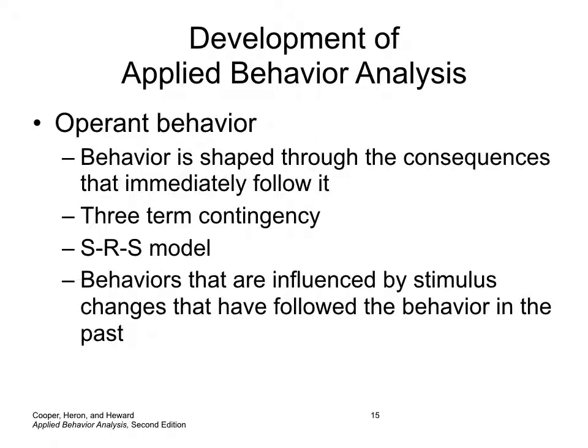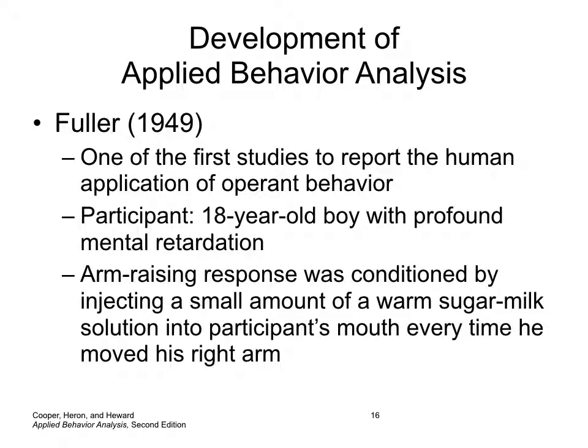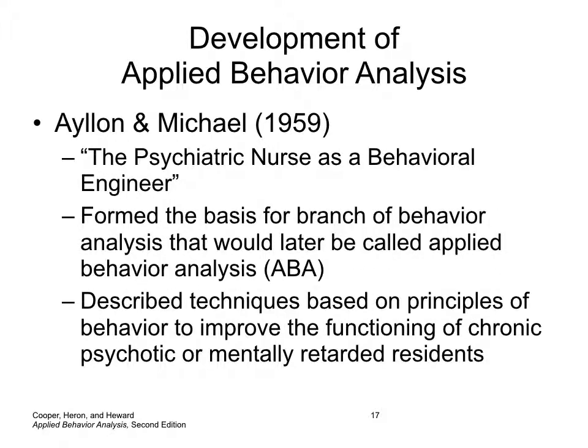Okay, let's talk about operant behavior. One of the first studies to apply the principles of operant behavior to humans was in 1949 by Fuller. The field of applied behavior analysis grew in the 1950s and 1960s as researchers began to apply methods of experimental analysis of behavior to determine if principles of behavior demonstrated in the laboratory setting with non-humans could be replicated with humans in naturalistic settings. Applied behavior analysis, as it is now known, can be traced to the work of Ayllon and Michael in 1959.